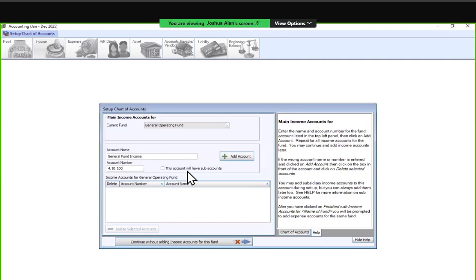It says, will this account have sub-accounts? I can, but I'm not because I want the greatest reporting flexibility. I'm going to use subtotals rather than sub-accounts. We're going to click Add Account.